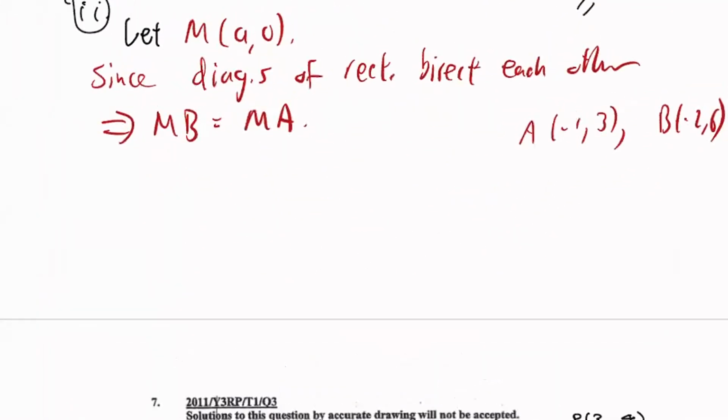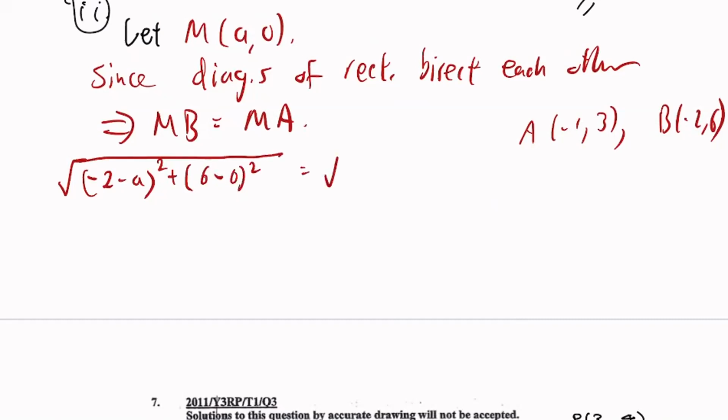Now we can find the length of MB. Square root of (negative 2 minus a) squared plus (6 minus 0) squared. That's the length of MB, equals the length of MA, which is square root of (negative 1 minus a) squared plus (3 minus 0) squared. Is that okay? Very good.